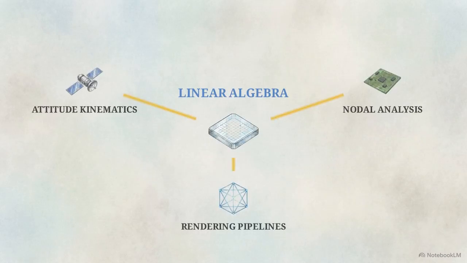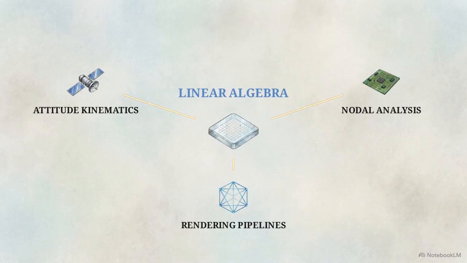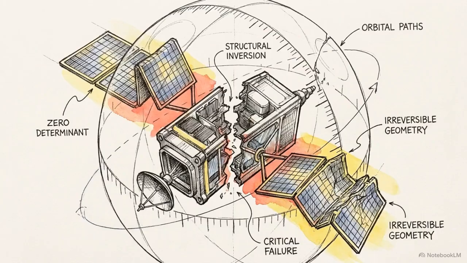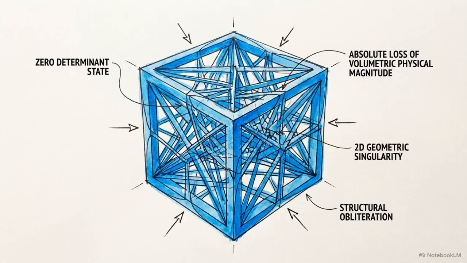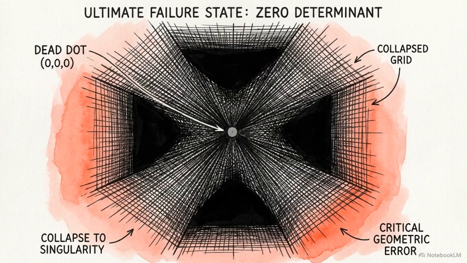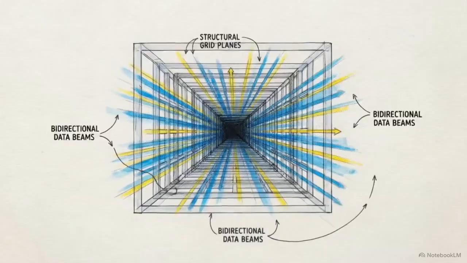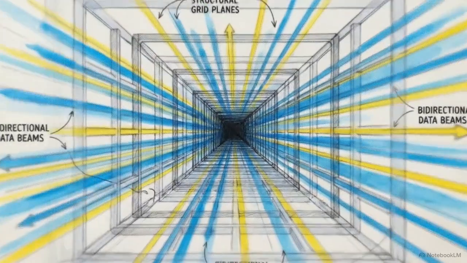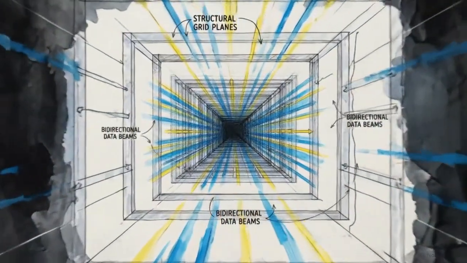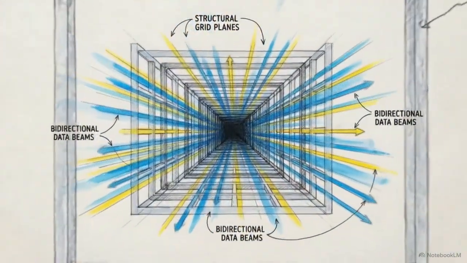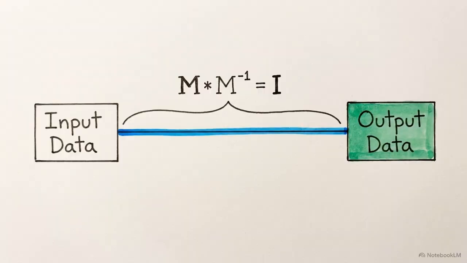Linear algebra provides the structural limits for operation across all these disciplines. The physically reversed satellite, the ungrounded circuit, and the collapsed 3D model all represent the same failure state, a determinant equal to 0. The processing of data must fundamentally remain bidirectional. The determinant and matrix inversion are universal structural integrity checks. They ensure that across any engineering reality, the mathematical path from output back to input remains unbroken.